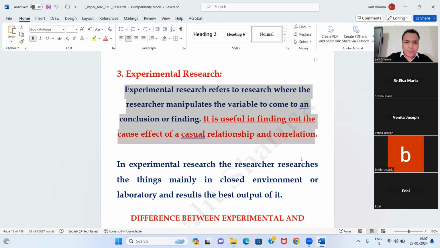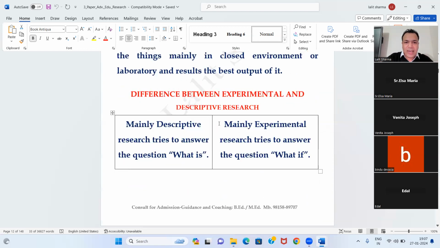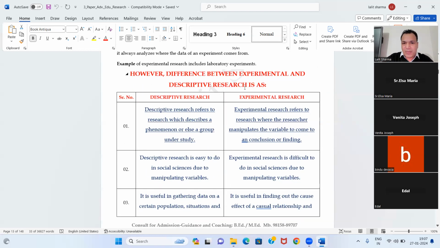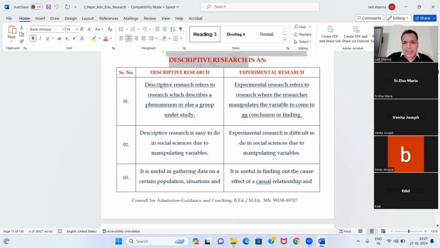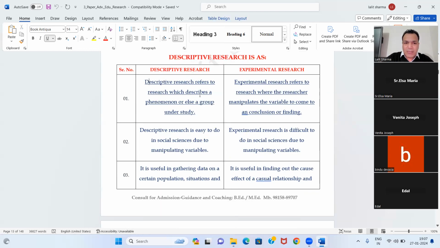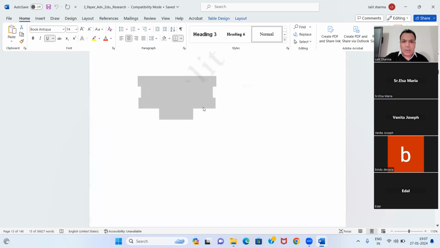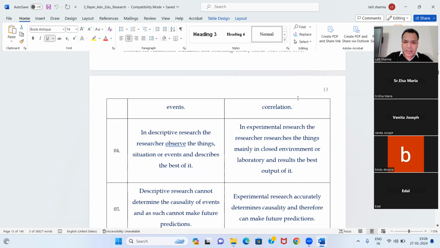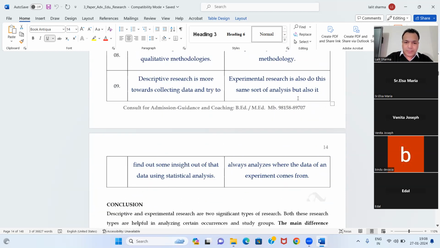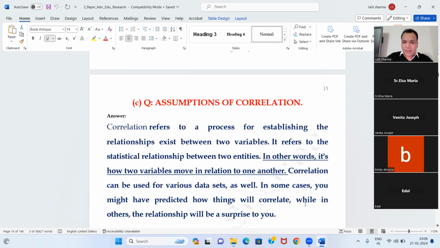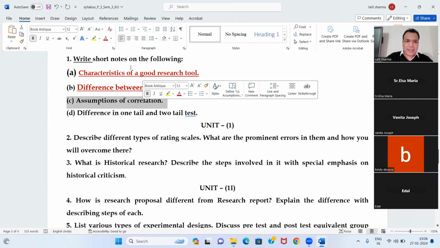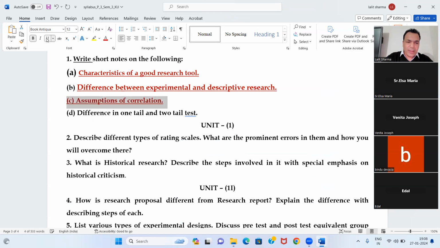This is important. Now we are discussing the difference between experimental and descriptive research, है ना? तो ये देखो, descriptive research में what we will study is which describes the phenomena, while experimental talks about the cause and effect. So I think it is clear to you. Then उसके बाद third question is, ये second भी हो गया हमारा. Third is assumptions of correlation.